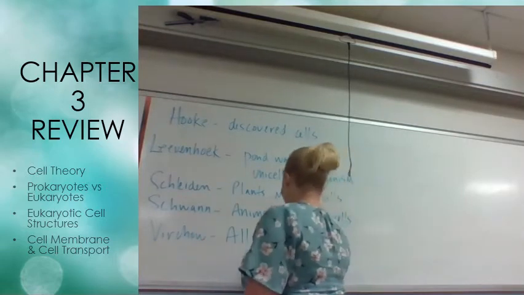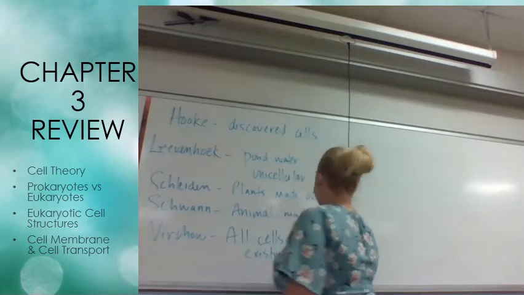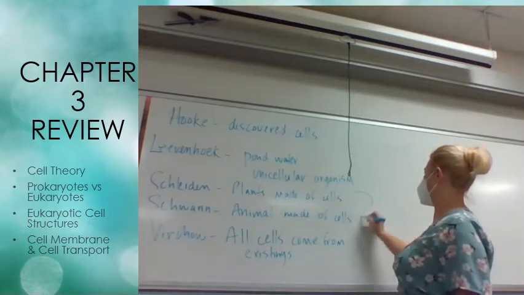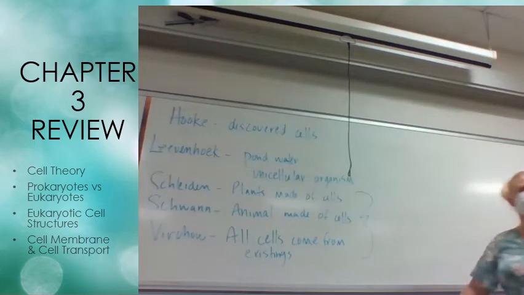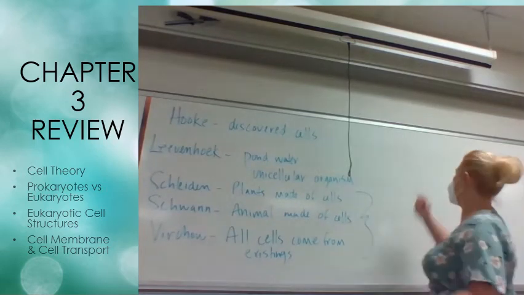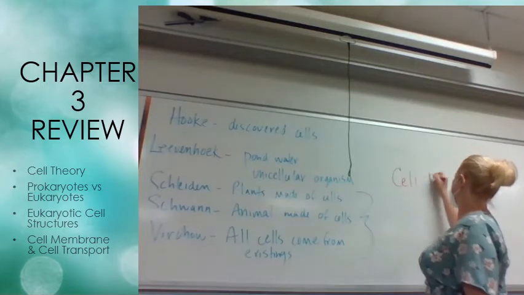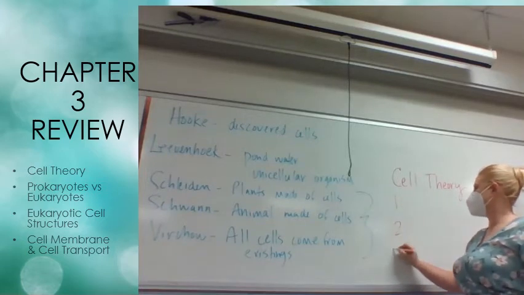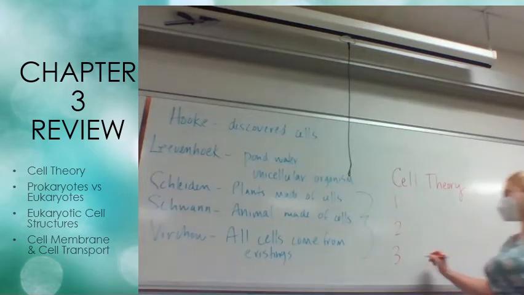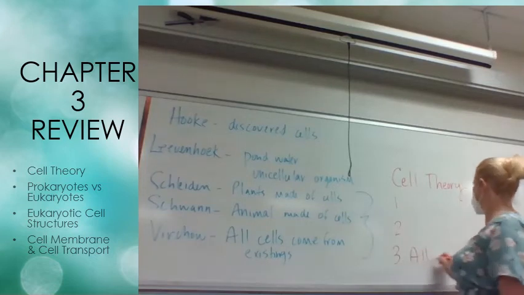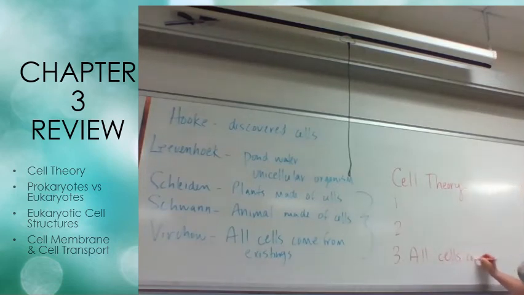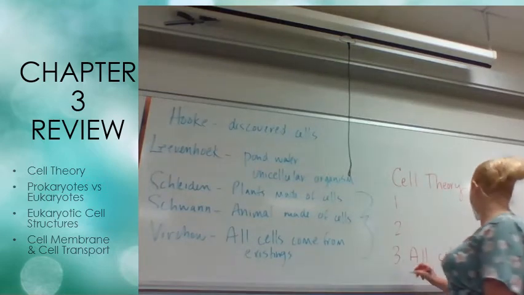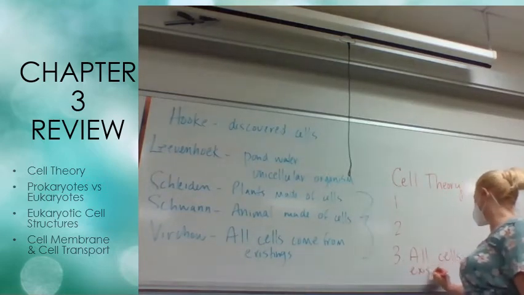All right. Schwann and Virchow, they helped us formulate this theory. What was that theory called? The cell theory. And it has 3 parts. What are the 3 parts of the cell theory? All cells come from existing cells. You got it. All cells come from pre-existing cells. Very good.